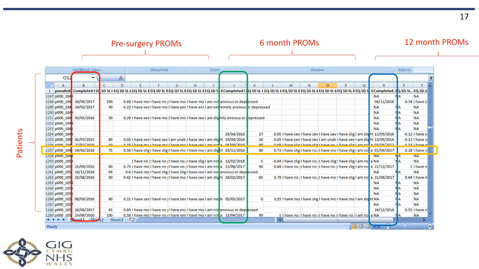So I have some examples now of different collection systems and how they might affect our analysis. Go to the next slide, please.